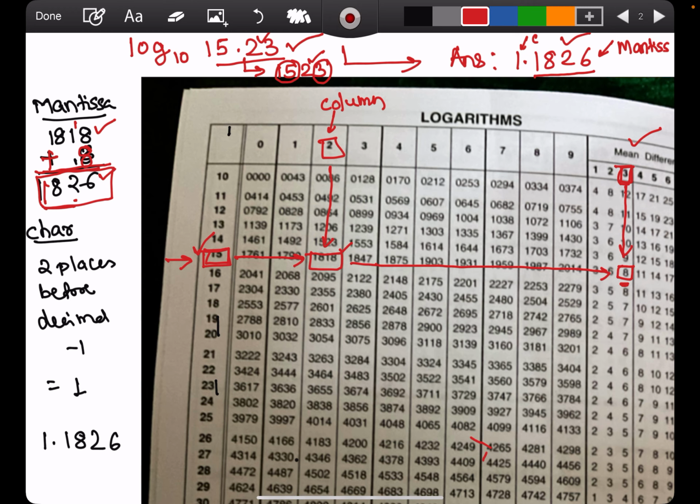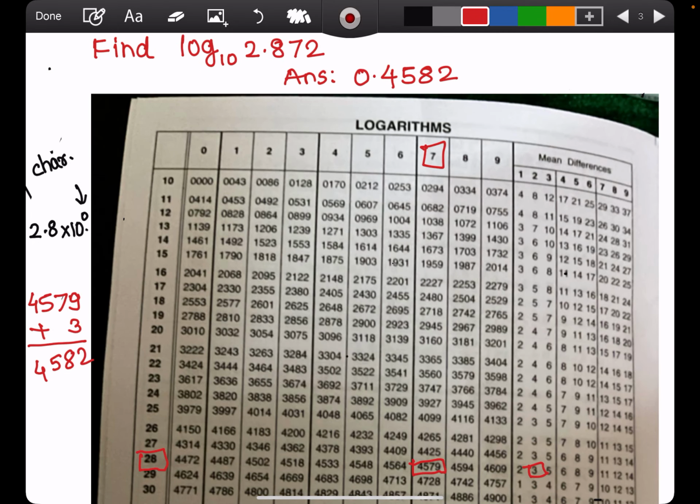As I said, finding the characteristic doesn't require the log table. You simply need to find how many digits are there before the decimal. This is the decimal, and there are 2 digits before the decimal, 1 and 2. So I need to subtract 1 from that. 2 minus 1 is 1. So straight away I put the characteristic as 1. So now the answer is 1.1826. This is how I got the answer for log of 15.23 as 1.1826. A third example will make the concept extremely clear.